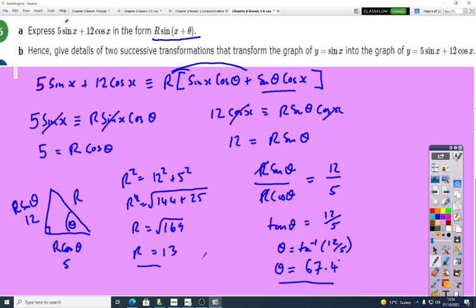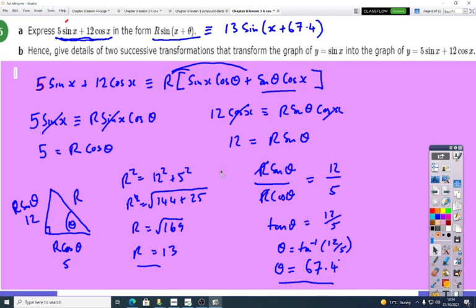Now what that tells me is that these two functions, I can combine them and make that equivalent to r, which is 13 sine, x plus theta, which is 67.4. So basically that can be replaced by that. They are equivalent. They are exactly the same. Okay, identical.